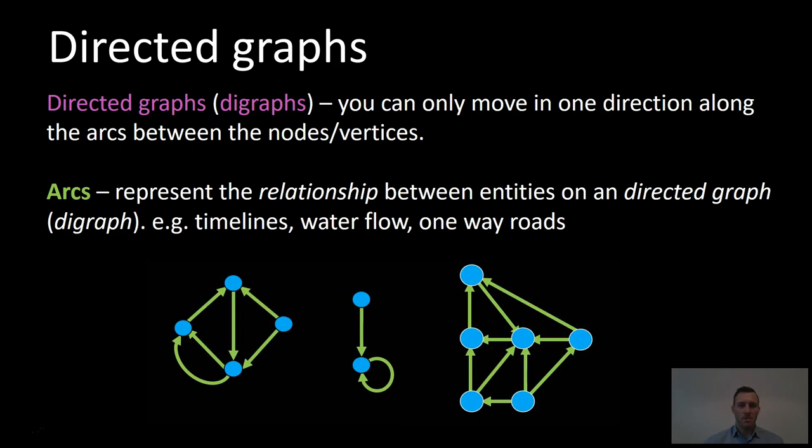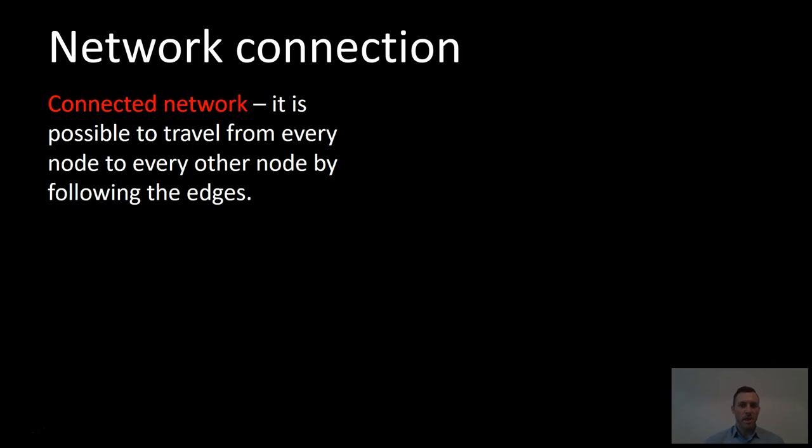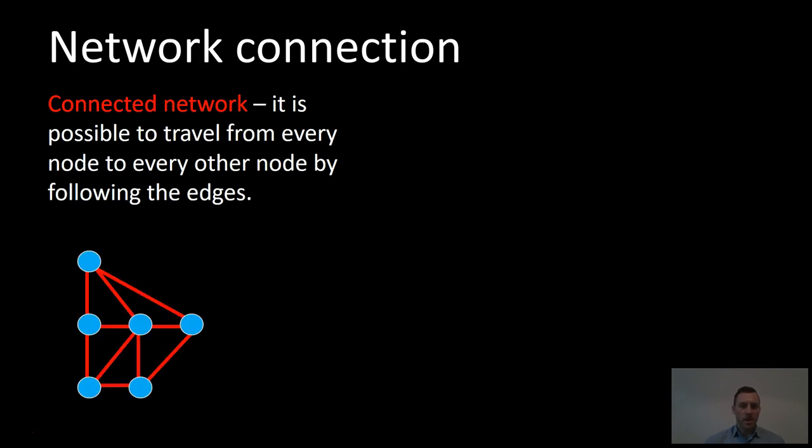Here we have the same examples that we saw on the last screen. The only difference is the connections now have direction, and therefore they are called arcs. The first example has 6 arcs, the second 2 arcs, and the third 10 arcs. In a connected network, it's possible to travel from every node to every other node by following the edges. Here we have an example of a connected network.